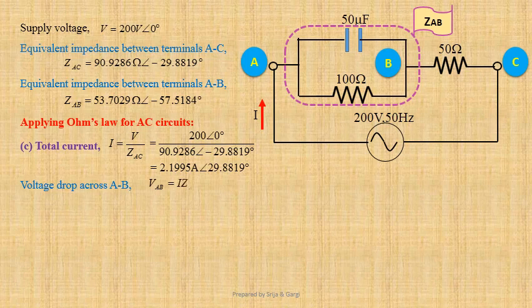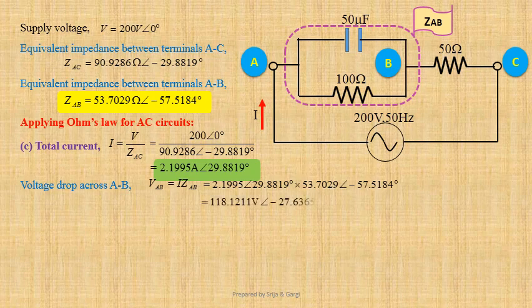Now we shall determine voltage drop across terminals A and B. VAB equals I times ZAB. Using values we get 2.1995 at an angle 29.8819 degree into 53.7029 at an angle minus 57.5184 degree. That gives us 118.1211 volt at an angle minus 27.6365 degree. We have determined capacitive reactance Xc equals 63.662 ohm.